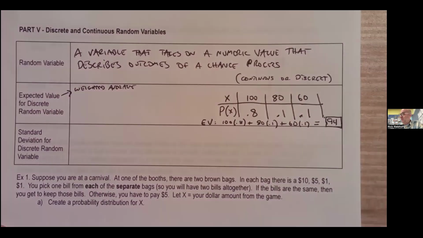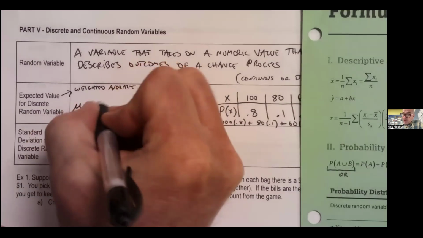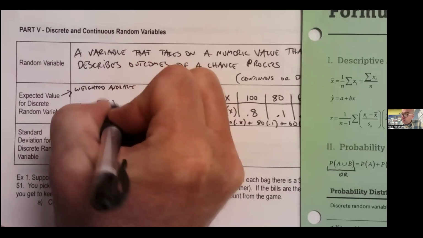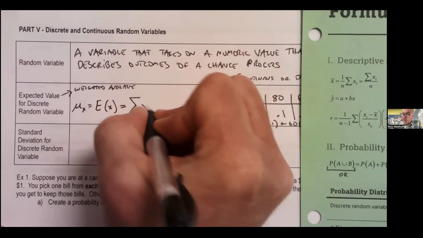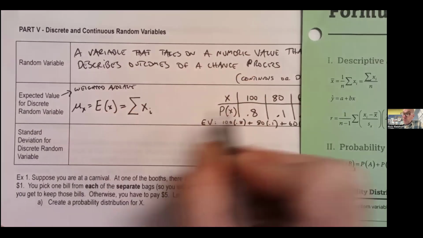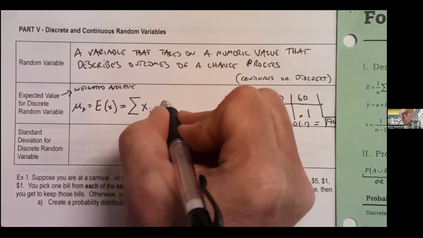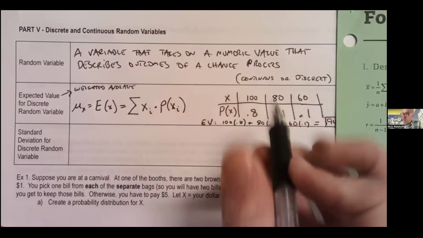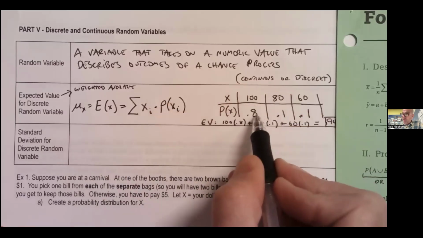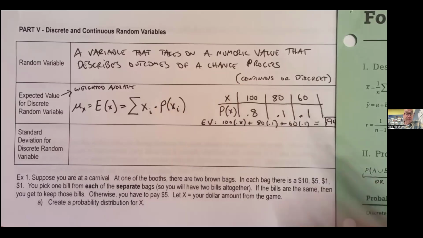All right, so let's write the formula here. Mean of x is equal to expected value of x is equal to the sum of x sub i, because i can be 1, 2, or 3 here, times the probability of x sub i. So observation 1 times probability 1 plus the next one. That's it.